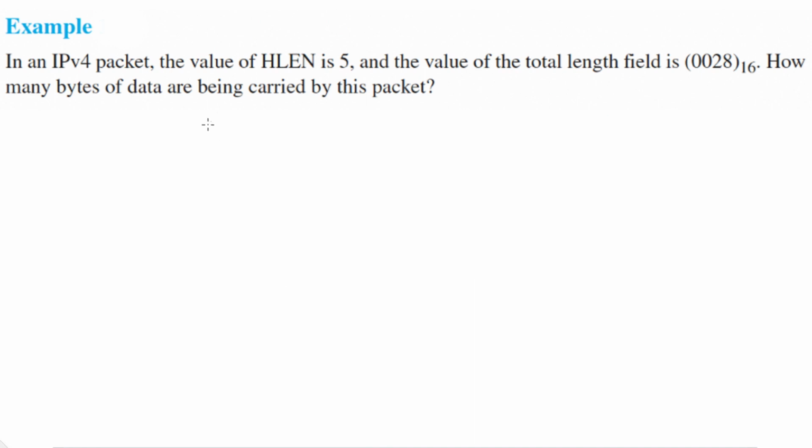In this question they are saying, in an IPv4 packet the value of header length is 5, okay, which means the actual header length should be 20, and the value of the total length field is 28 in hexadecimal. If you convert this into decimal, then it will be 16 into 2 plus 16 power 0 into 8, which means 8, so this is 40 basically. So the total length is 40 and the header length is 20.